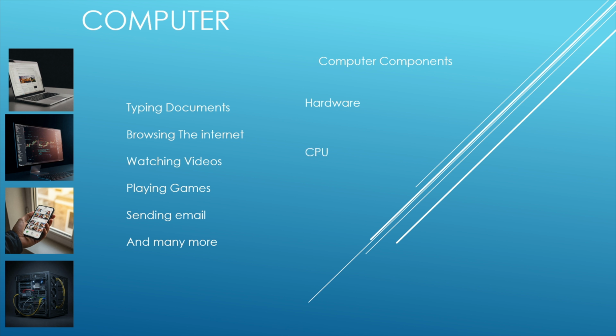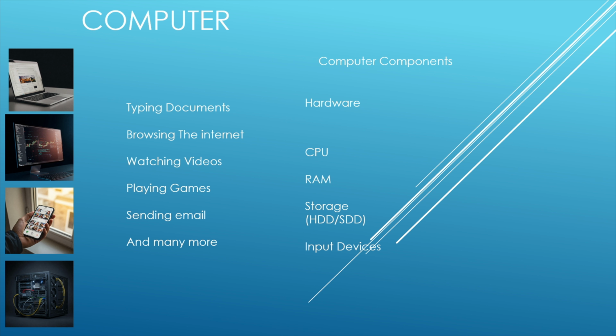Example, CPU, the central processing unit, and we call it the brain that processes all the instructions in the computer. RAM, random access memory. It's a temporary memory that helps our applications run faster. Storage, HDD and SSD. It stores the data or files permanently.